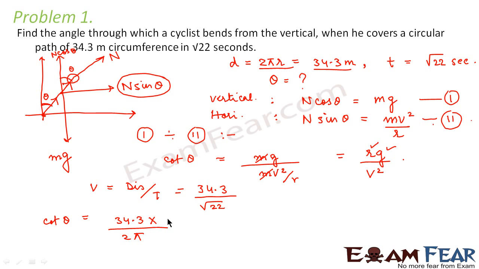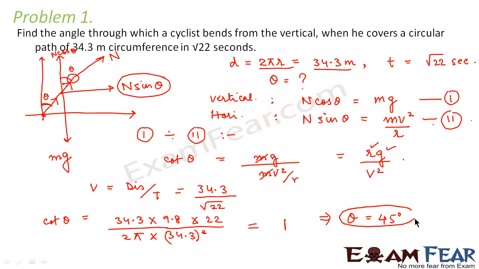G would be 9.8 and V square would be 34.3 square into 22. This is what we'll get. On calculating this, we get the value comes out to be 1. So we get the value of theta comes out to be 45 degree.